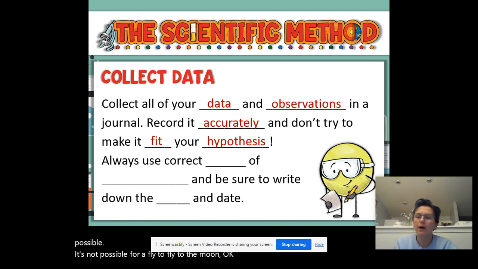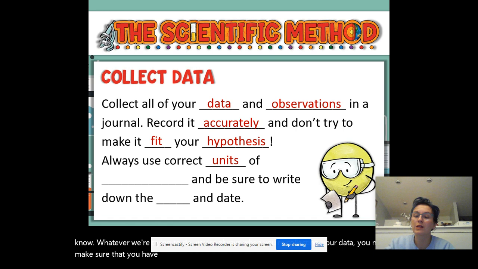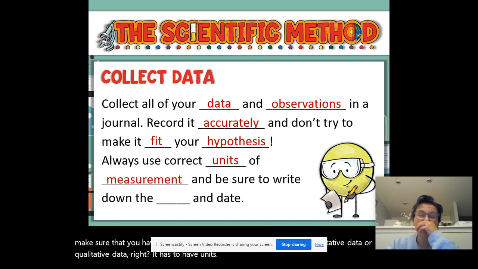Okay. It's not possible for you to invent a new type of curtain that, I don't know, doesn't block out sunlight but blocks out moonlight. I don't know. Whatever we're trying to do. When you're collecting your data, you need to make sure that you have units. Remember, it's numerical data. It's quantitative data or qualitative data, right? It has to have units. And if it's quantitative, it has to have a unit of measurement, or else we don't know what you're talking about.